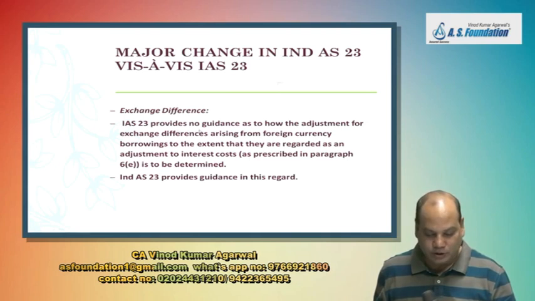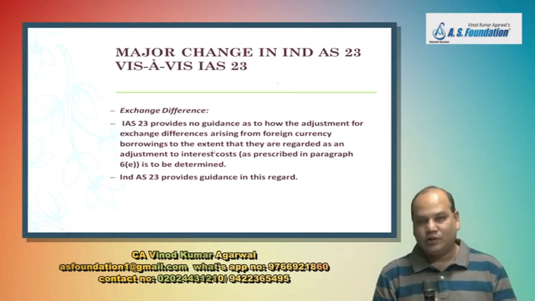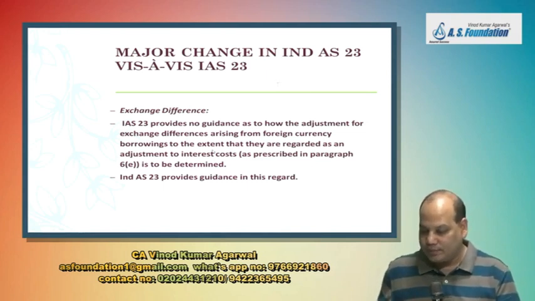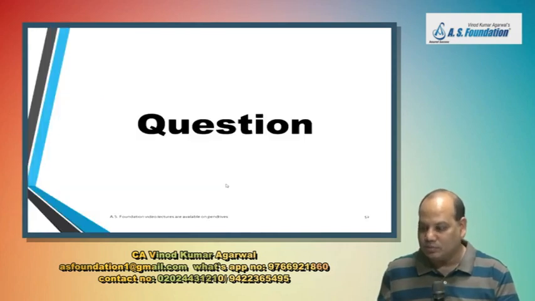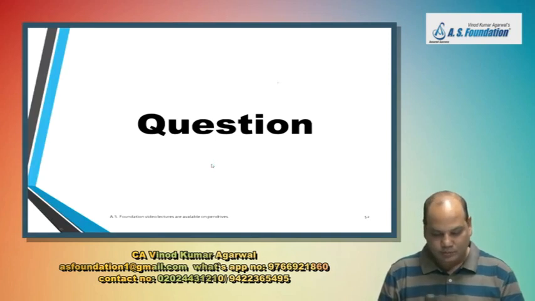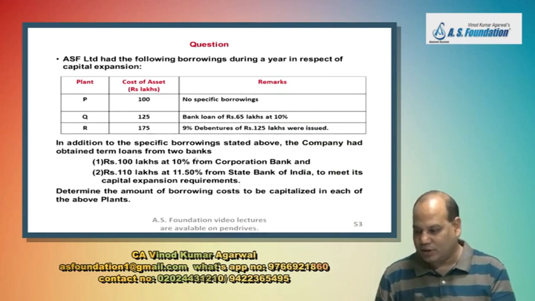IAS 23 provides no guidance as to how the adjustment for exchange differences arising from foreign currency borrowings, to the extent they are regarded as an adjustment to interest cost, is to be determined. Ind AS 23 provides guidance in this regard. Now we'll take one more question for practice, which you will solve in the notebook for a better understanding.